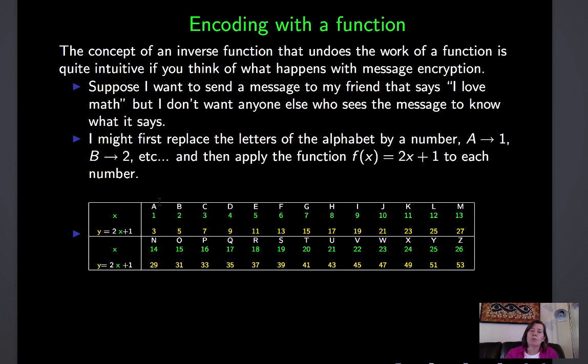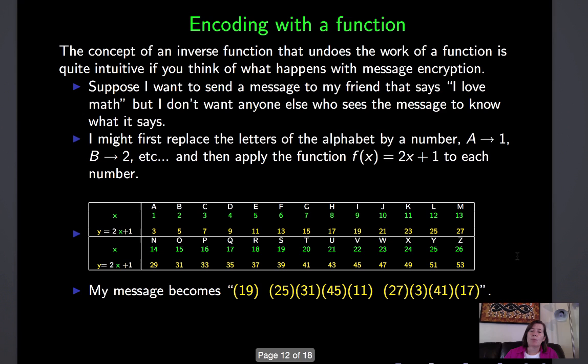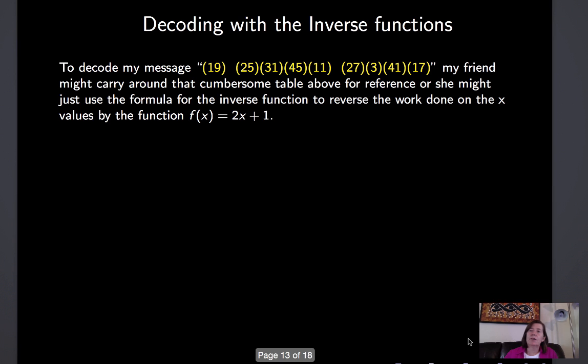A becomes a 1 first, and then when I apply f of x equals 2x plus 1 to it, I get 3. B becomes 5, C becomes 7, etc. And now my coded message looks like this. I becomes 19, L is 25, O is 31, etc. So I send this to my friend, and rather than carry around that cumbersome table, my friend just might want a simple way to decode the message.